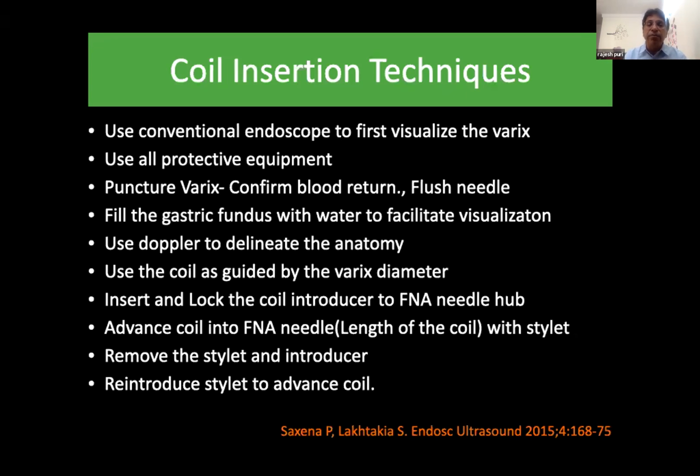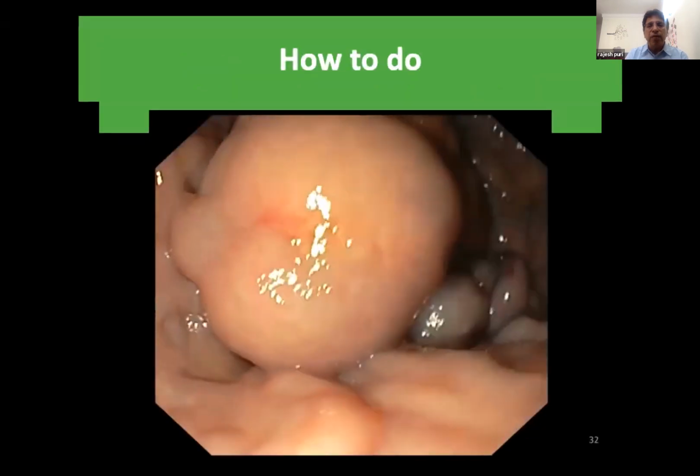Puncture the varix, confirm the blood return. That is very important. Once after return of the blood, make sure that you flush the needle, fill the gastric fundus with around 100 ml of water to facilitate visualization, use Doppler to delineate the anatomy, use the coil as guided by the varix diameter, insert and lock the coil introducer on the FNA hub, advance the coil into the FNA needle, remove the stylet and introducer, reintroduce the stylet to push the coils, advance the coil.